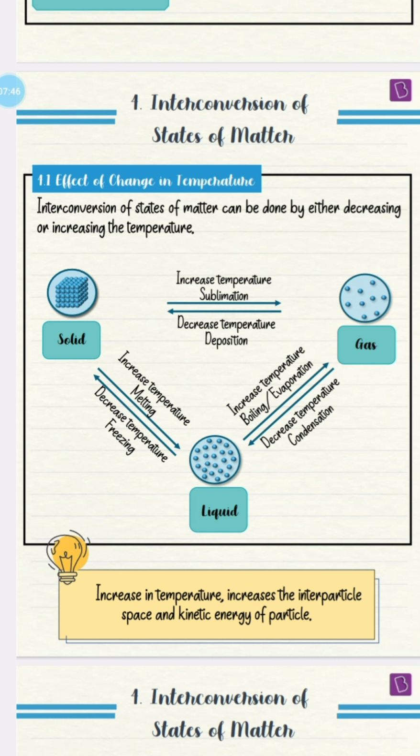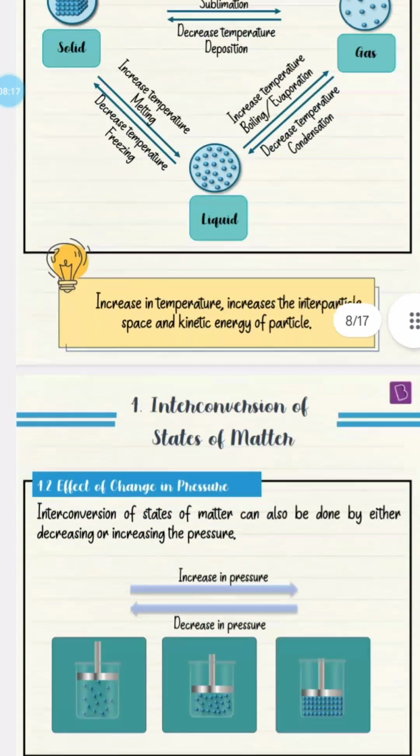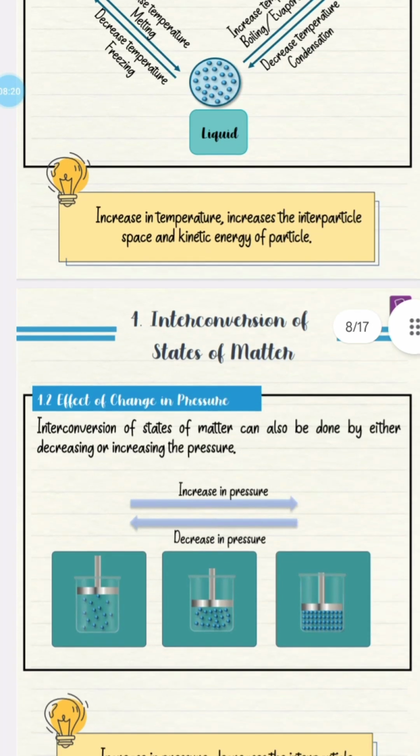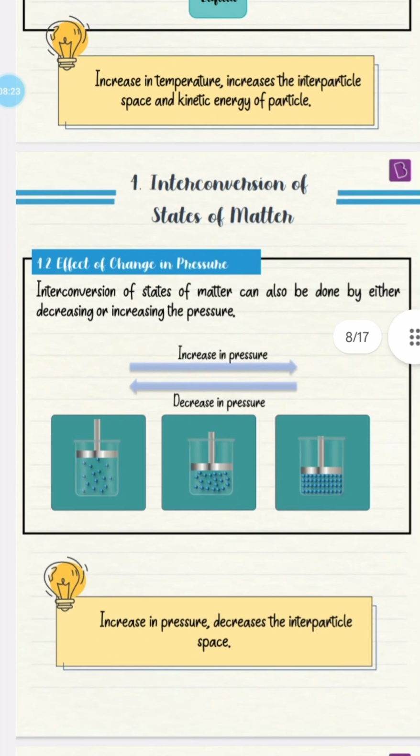Gas can also be converted into solid without undergoing the state of liquid by deposition, and solid can be changed into gas directly by sublimation. We have examples like naphthalene balls, right? We have camphor, which converts from solid to gas directly. Then gas can be converted into liquid by decreasing temperature by the process of condensation. Liquid can be frozen into solid by the process of freezing. So here is a fact: increase in temperature increases the interparticle space and kinetic energy of particles.